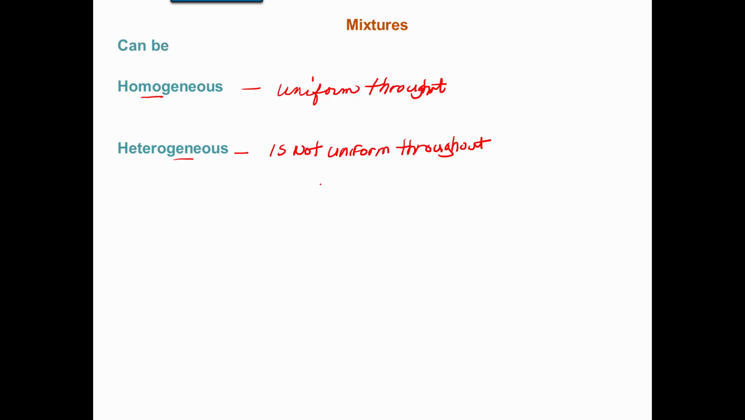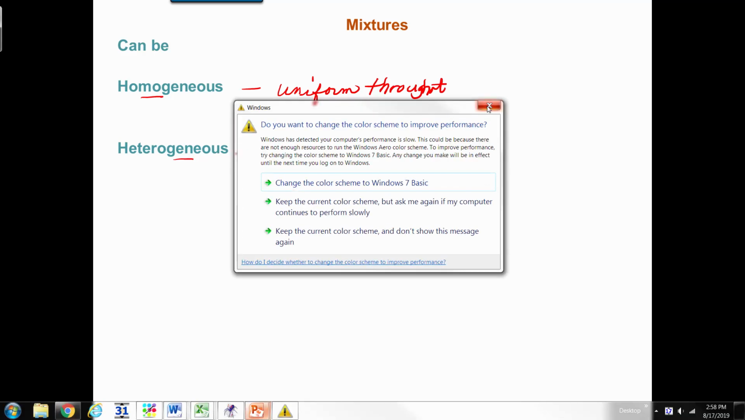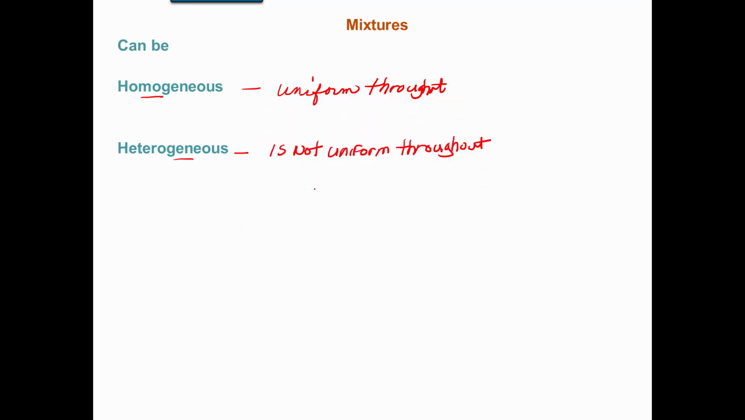Another example of a homogeneous mixture would be when you take sugar and dissolve it in water and stir it up and it's all dissolved. That would be a homogeneous mixture. So we can come up with examples of both homogeneous and heterogeneous mixtures. Italian salad dressing is definitely a heterogeneous mixture.